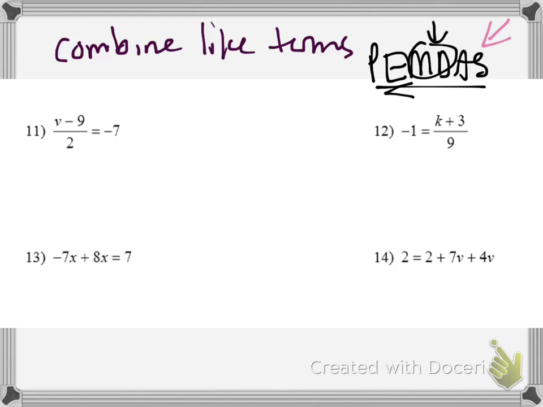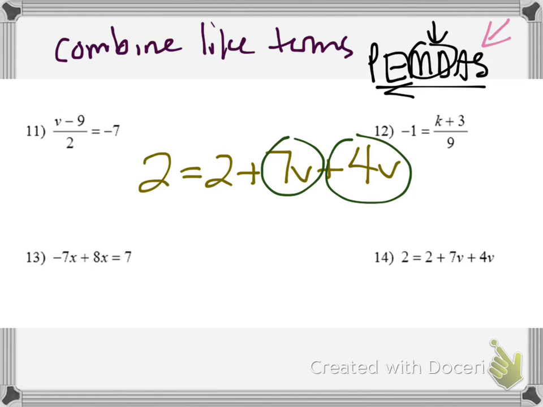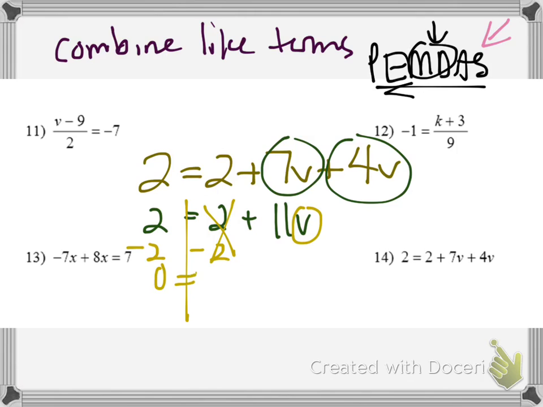Then this one, 2 equals 2 plus 7v plus 4v. All right, so we got to combine some like terms here. We have a 7v and a 4v, 7, 8, 9, 10, 11, so that's 11 v's. Write the rest of it. My variable is v, so I need to get it alone. So the first thing I'm going to do is add and subtract, PEMDAS backwards. That goes away. This becomes a 0. If I divide both sides by 11, v will equal 0.